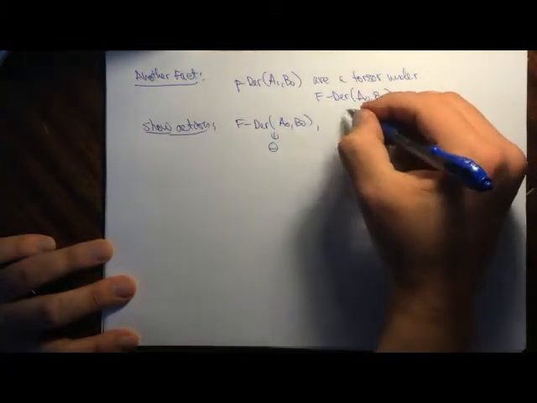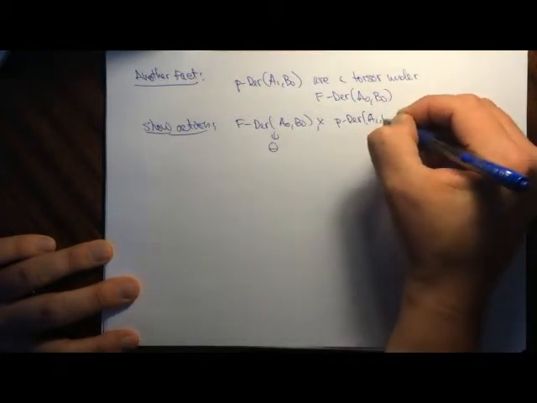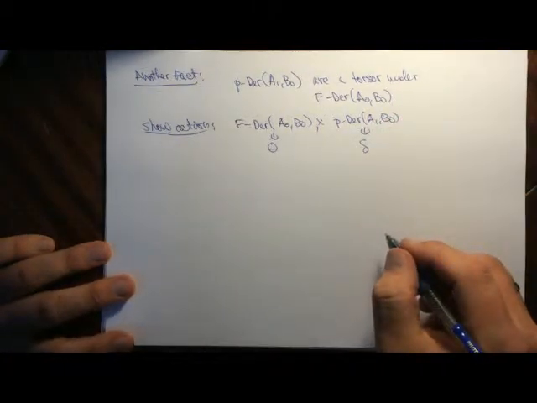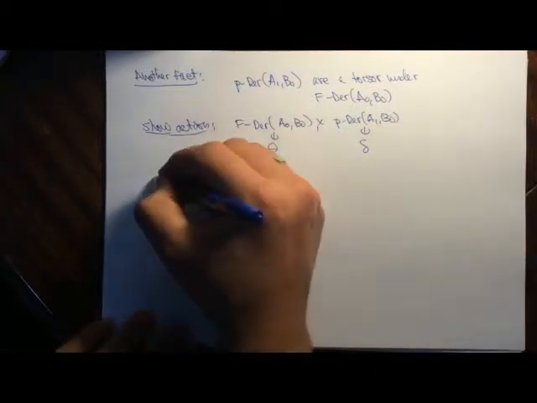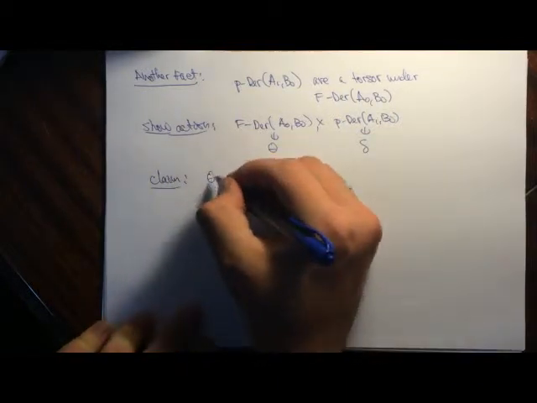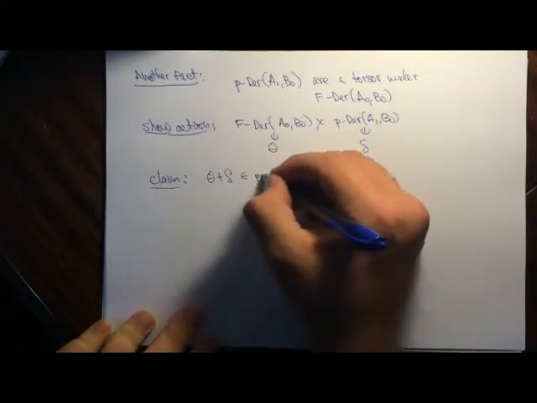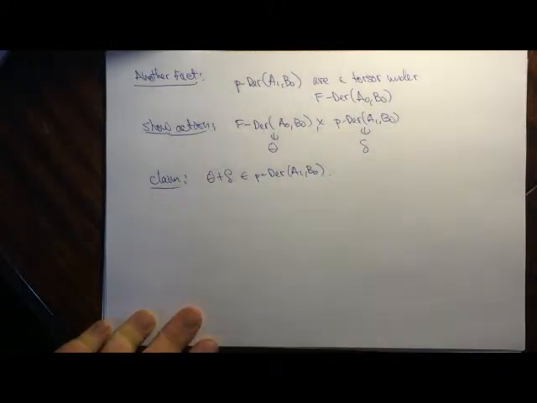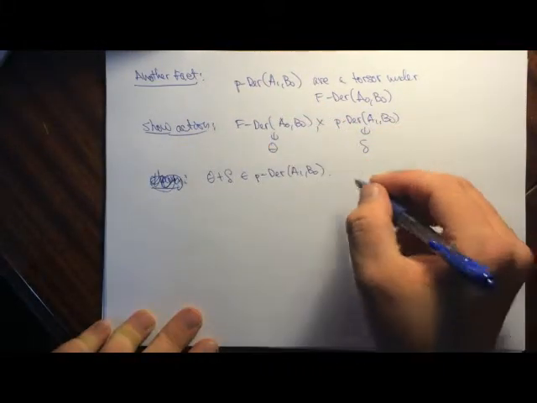Okay, and then let's take a derivation A1 to B1, let's call this delta. Then the claim is that theta plus delta is an element of the p-derivations from A1 to B1. So this is the action here. This is what we claim.